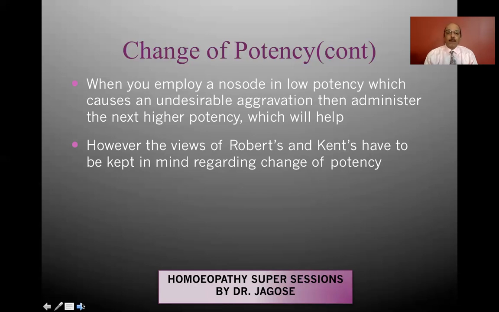That will help. However, the views of Roberts and Kent have to be kept in mind regarding the change of potency. In my previous videos also, I have told you that Roberts has said that as long as the potency is helping the patient, do not change the potency. Kent has said that do not repeat the same potency for more than 2 times.